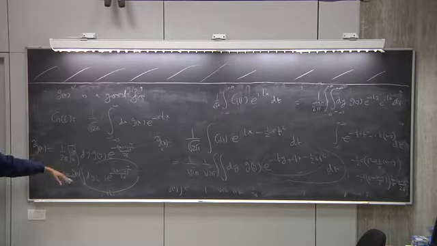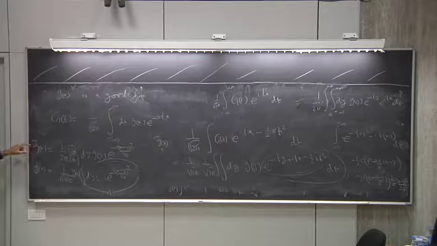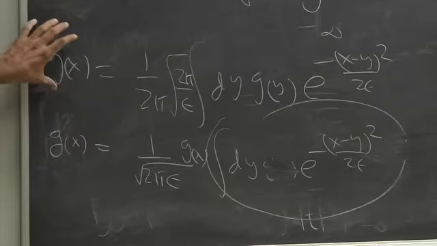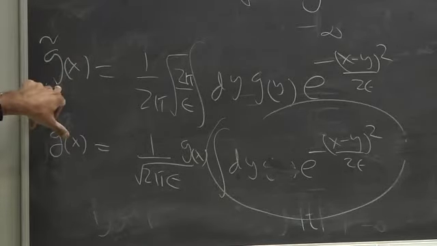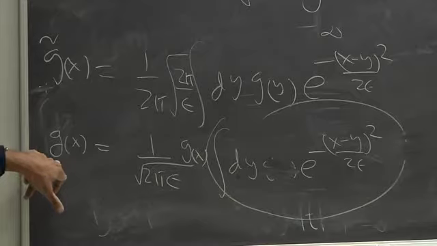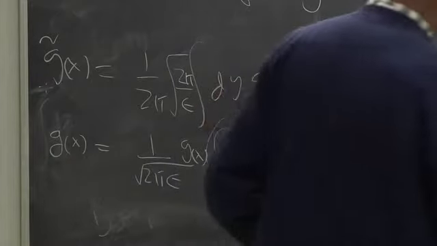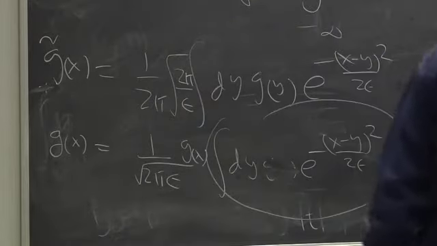There is a reason for that, because after all what I want to prove is that this minus that goes to 0 in the limit epsilon goes to 0. That is what I want to prove. I want to prove that g tilde of x in the limit epsilon goes to 0 is equal to g of x. Okay, so this is what we have, and now I can take the difference between the two.